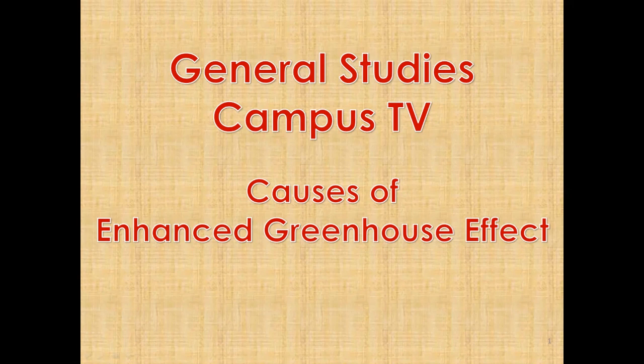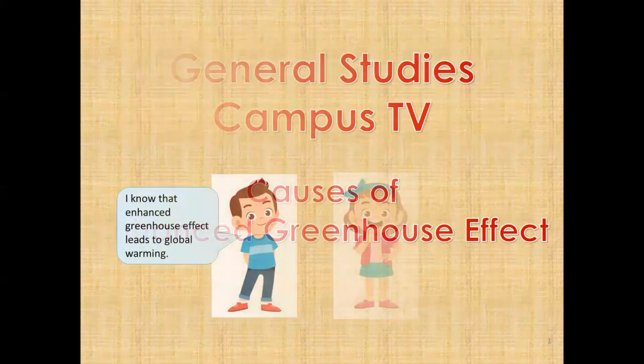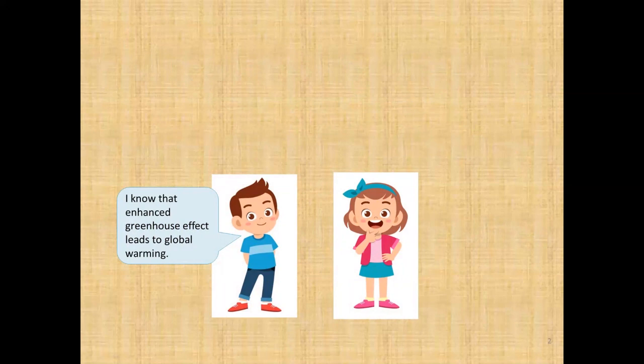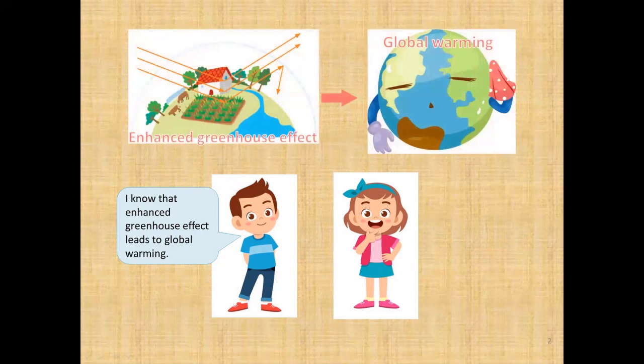Today's topic is about the causes of the enhanced greenhouse effect. First of all, I think all of you know that the enhanced greenhouse effect will lead to global warming. Global warming will make our earth very, very hot. So that's why we need to know how to stop or reduce the enhanced greenhouse effect. But what causes the enhanced greenhouse effect?